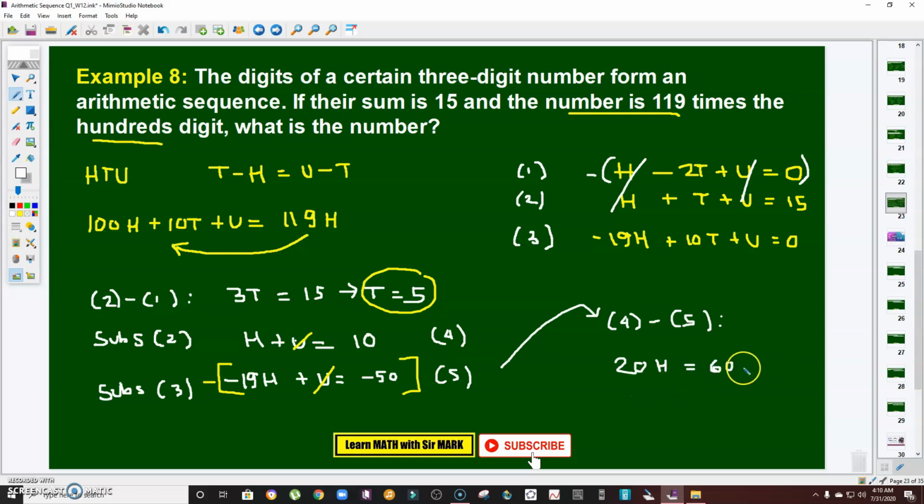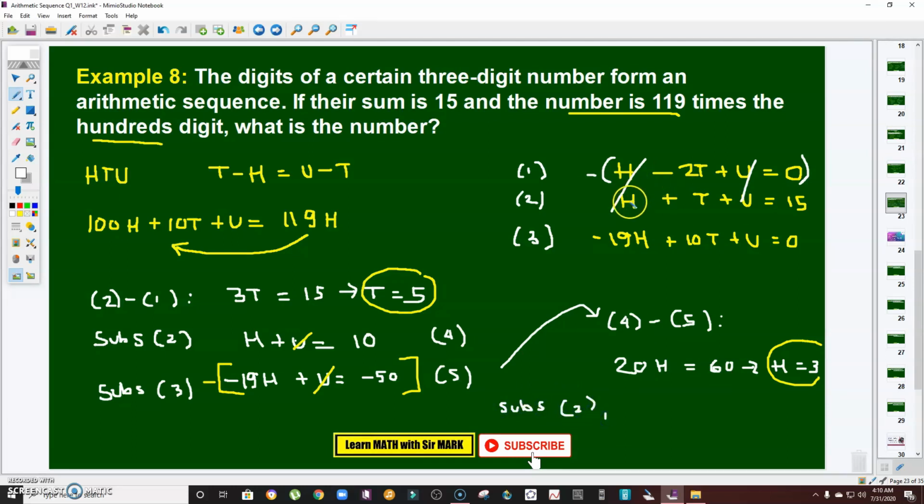And clearly, ayun, integer na yung H mo. So, yung H ko is just equal to 3, or yung hundreds digit mo. Clear? And from there, makukuha ko na yung units digit. So, pili na lang tayo kung saan. I think mas mabilis sa equation number 2. So, substitute natin sa equation number 2.